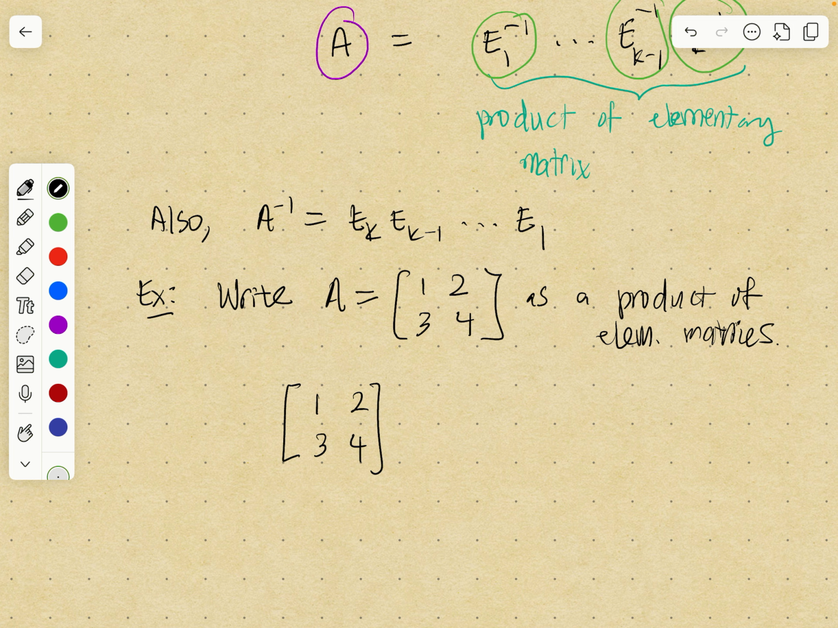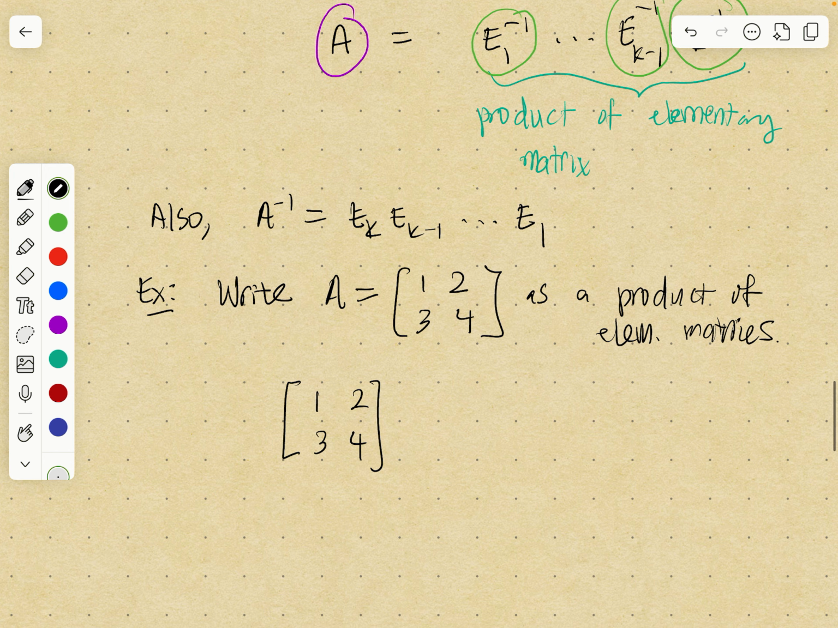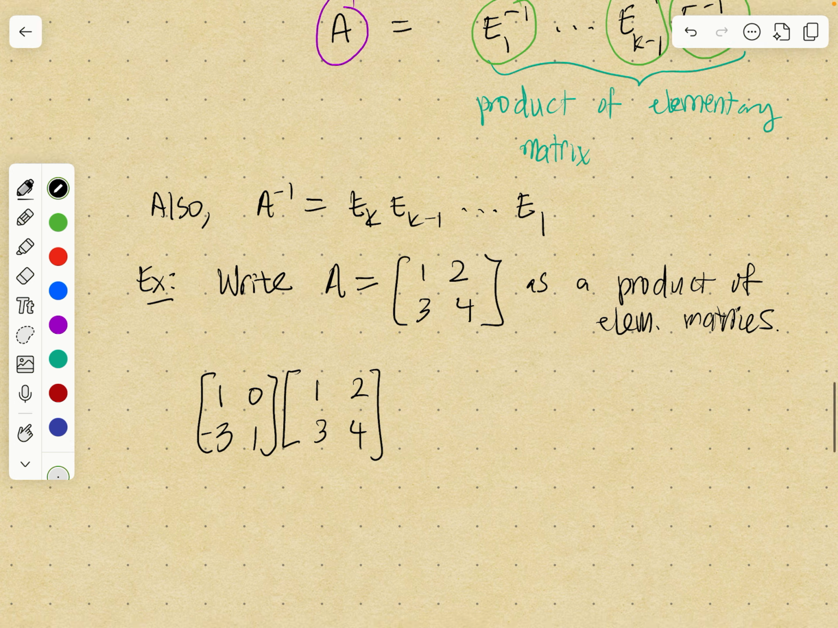So first of all, you start off with 1, 2, 3, 4. What's the first step in the row reduction? The first step is to replace row 2 by row 2 minus 3 row 1. And what's the corresponding elementary matrix you get? It's going to be 1, 0, negative 3, 1, right? You do the same row operation to the identity, and then this is going to equal 1, 2, 0, negative 2.